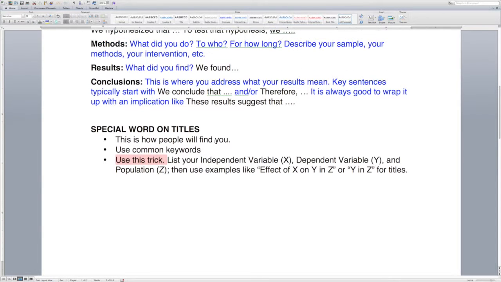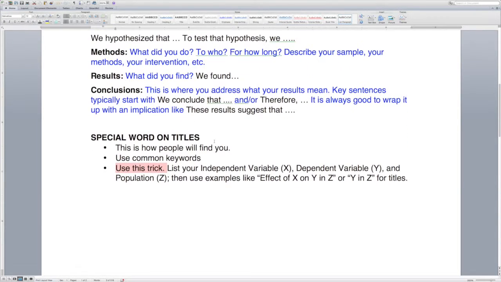And I'm going to tell you, I stole this from that Essentials of Writing Biomedical Papers. You want to list your independent variable, dependent variable, and population. And use examples like "effect of X on Y in Z," or "Y in Z" for titles. So you want to say stuff like, the effect of compound X on attentional symptomatology in children, or something along those lines.